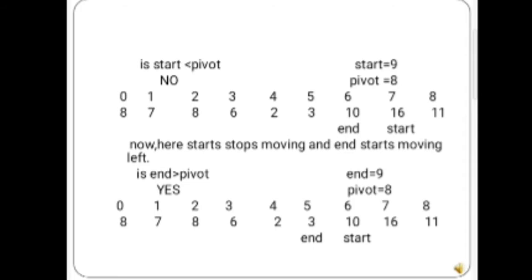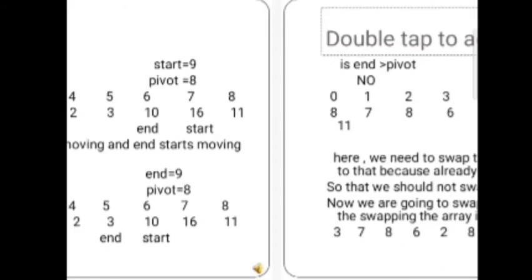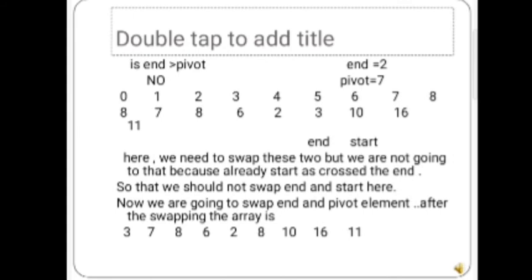Now start stops moving and end starts moving left. End is greater than pivot. End is 9, pivot is 8. So here the condition is true. Here end is at the index number 5 and start is at the index number 6.